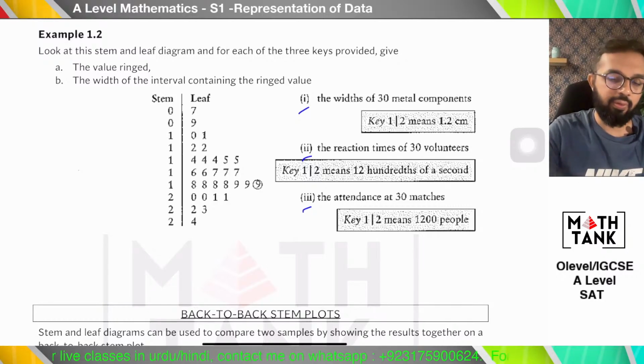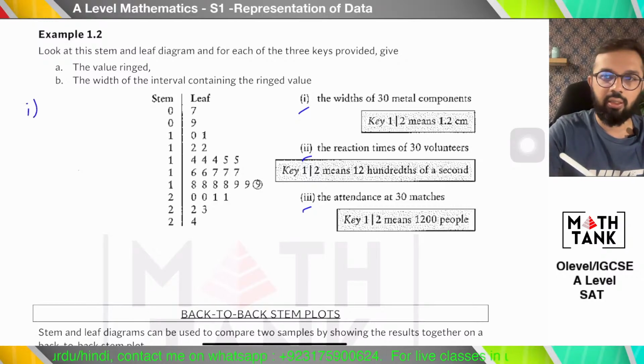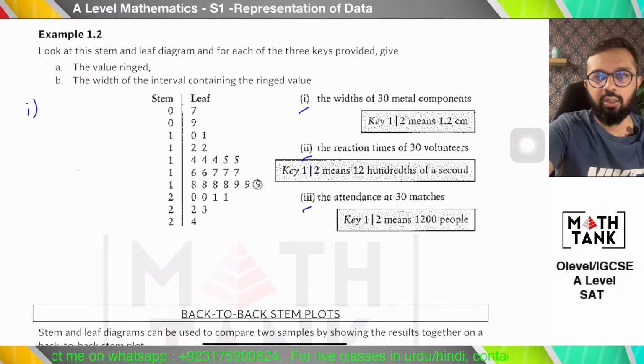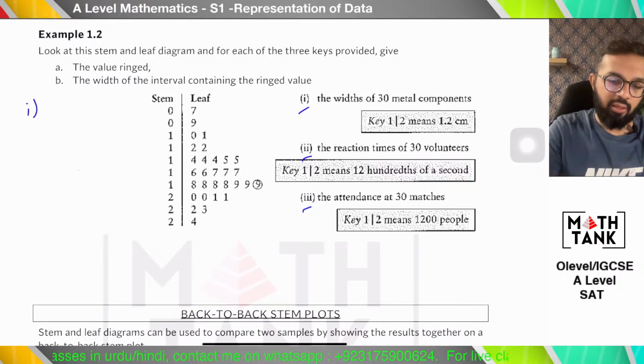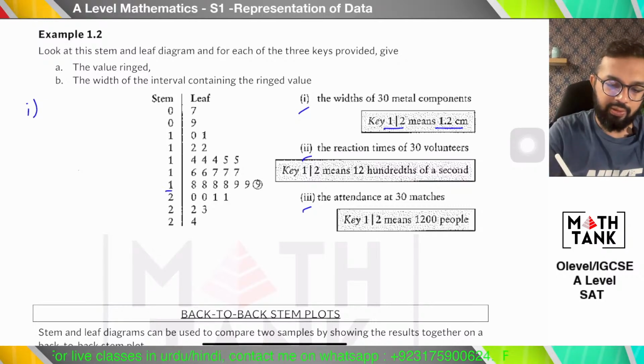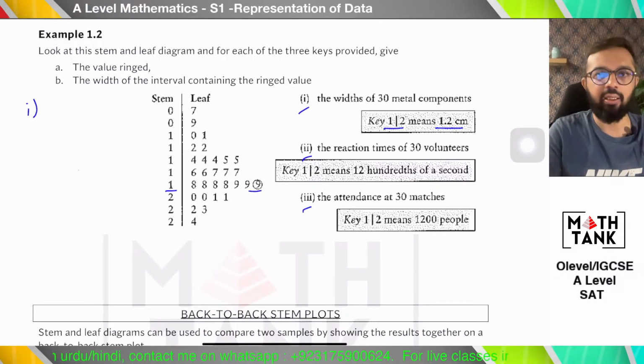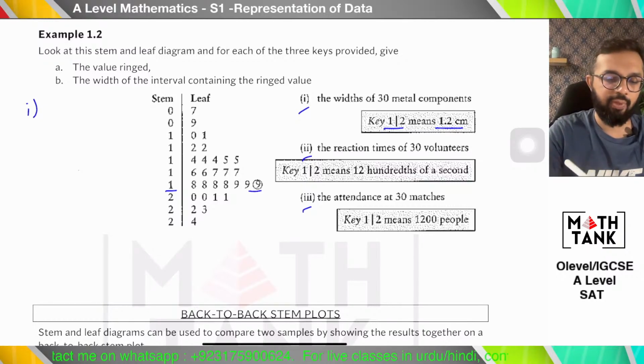Okay, so the first key says the width of 30 metal components. Okay, so how do you, और वो कहते हैं 1/2 means 1.2. So what is this 1/9? इसको कैसे रीड करेंगे? How do you think I should read this?